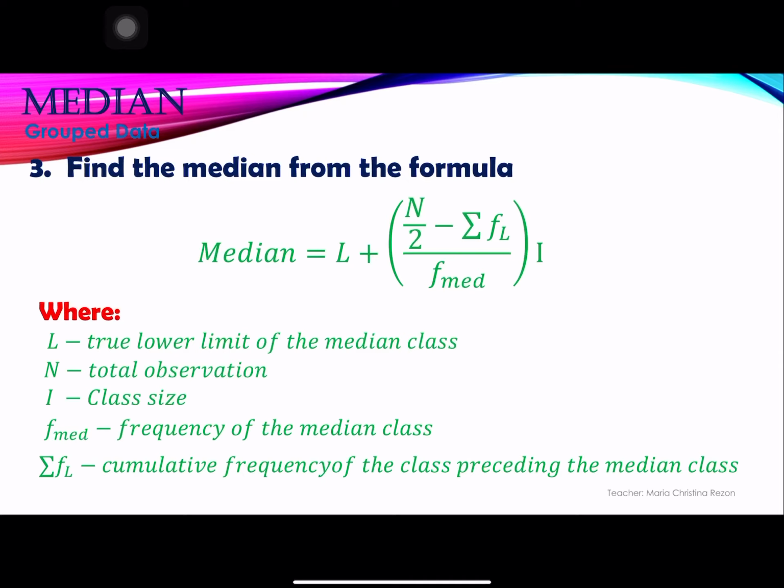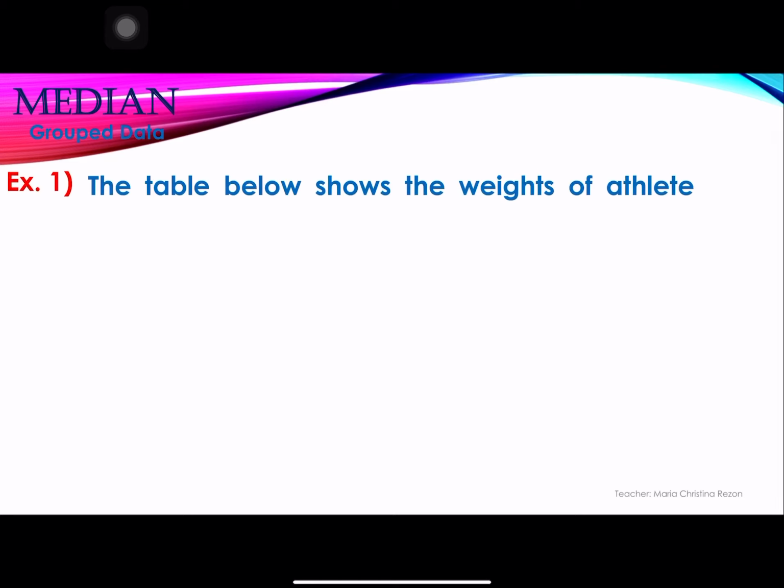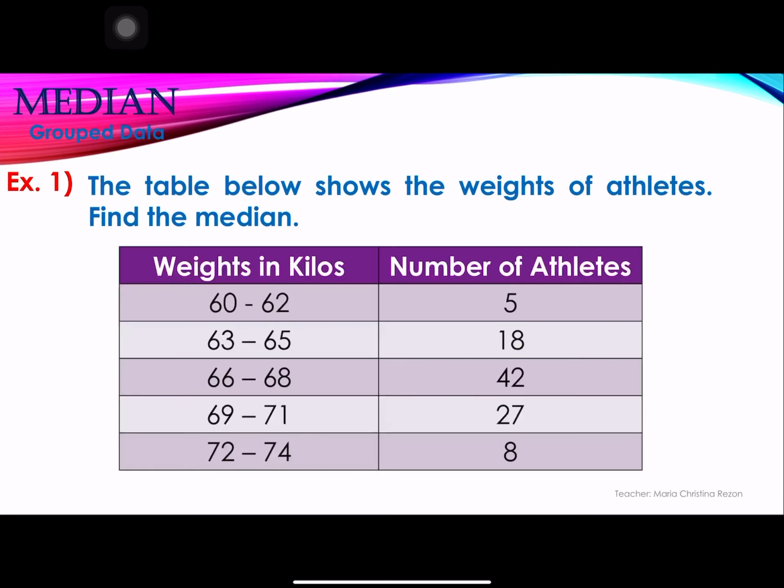And then, of course, the sum of f sub L, which is the cumulative frequency of the class preceding the median class. Actually, it's just the sum of the frequencies of all the class intervals before the median class. Let's have some examples here. We have a table of weights of athletes, and we'll try to find the median. This is actually the example that we had before with finding the mean of grouped data.